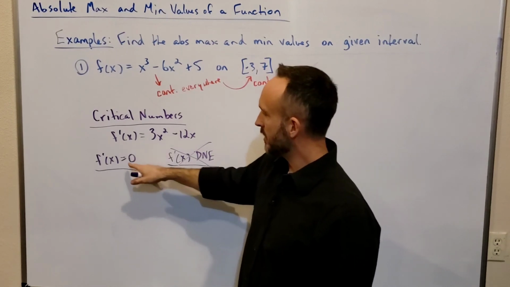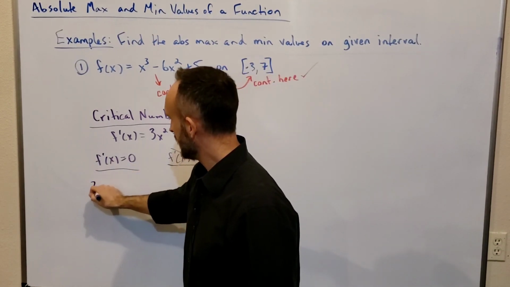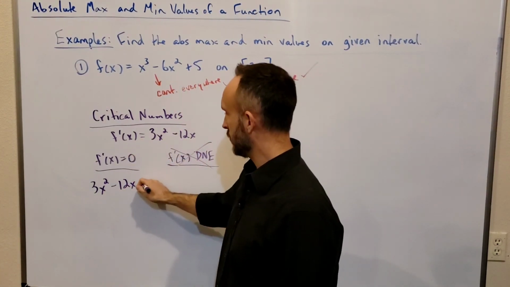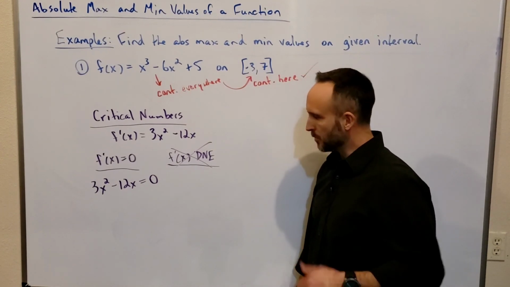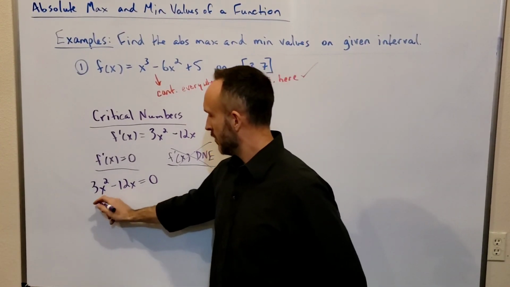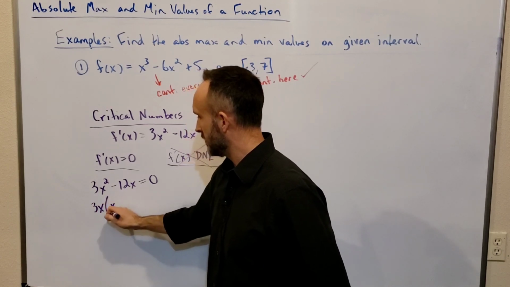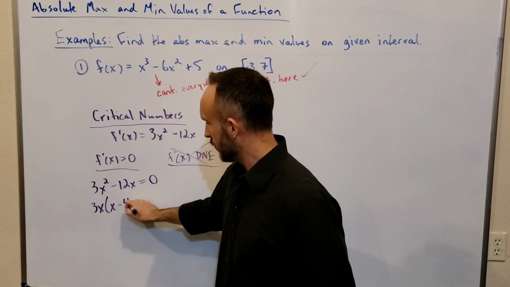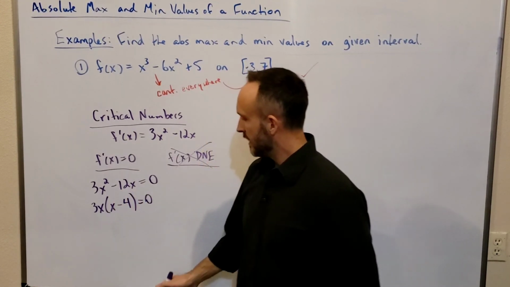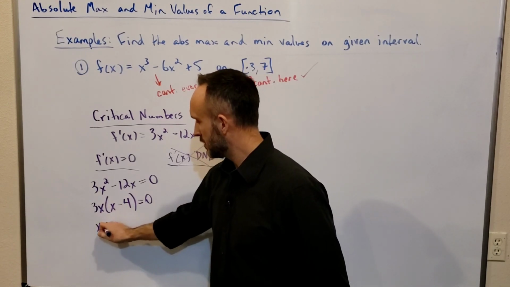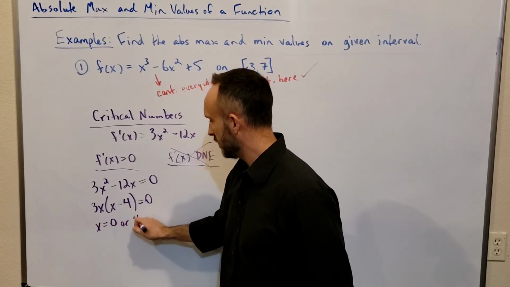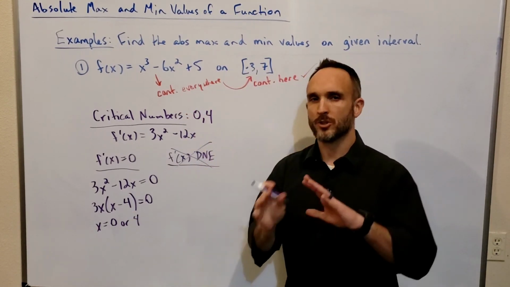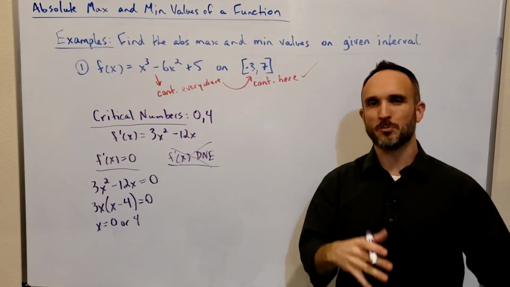Okay? But where does f prime of x equal 0? Well, we have to solve the equation 3x squared minus 12x, f prime of x, equals 0. And so probably the easiest way to solve this is to factor. We could pull out a common 3x, leaving behind, if I pull a 3x out here, I get an x. If I pull a 3x out there, I get a minus 4. And so we can see that x could be 0 or x could be 4. Okay? So our critical numbers are 0 and 4. Those are good candidates for where we might have an absolute max or min value.